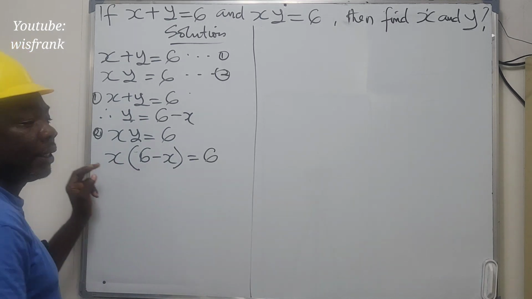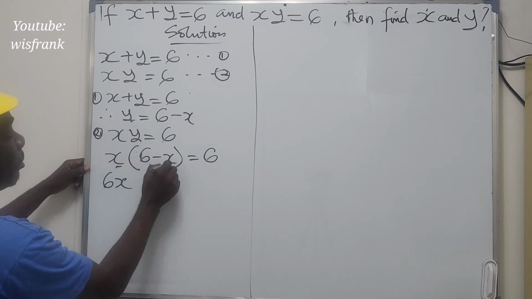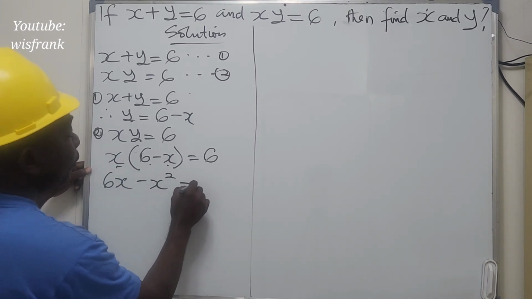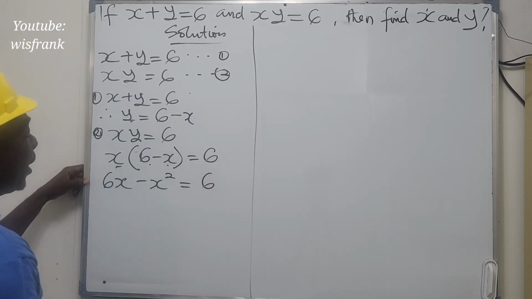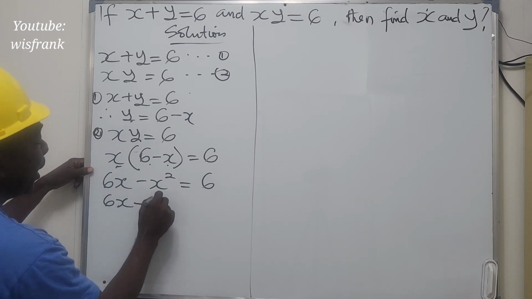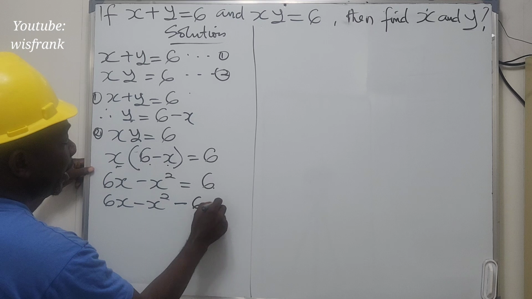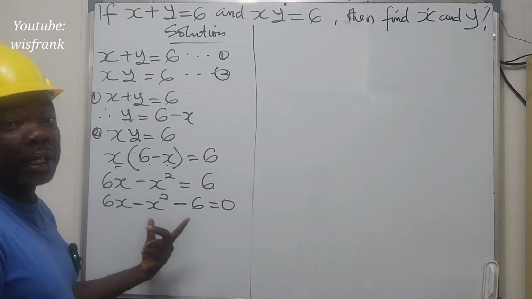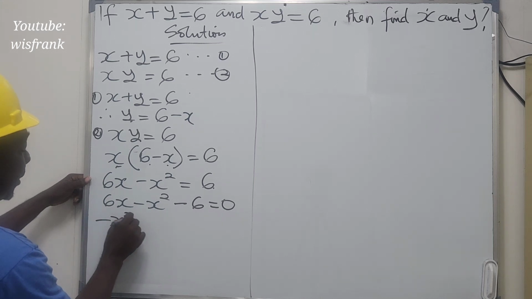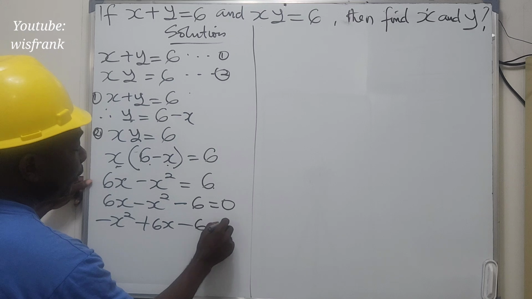So expanding this, we are going to have x times 6 will give us 6x. Then x times minus x will give us minus x to the power of 2 equals 6. So for us to rearrange this will give us 6x minus x to the power of 2, and 6 will transpose to this other side, becoming minus 6 equals 0. This is a quadratic equation, but we need to rearrange this. This will give us minus x to the power of 2 plus 6x minus 6 equals 0.